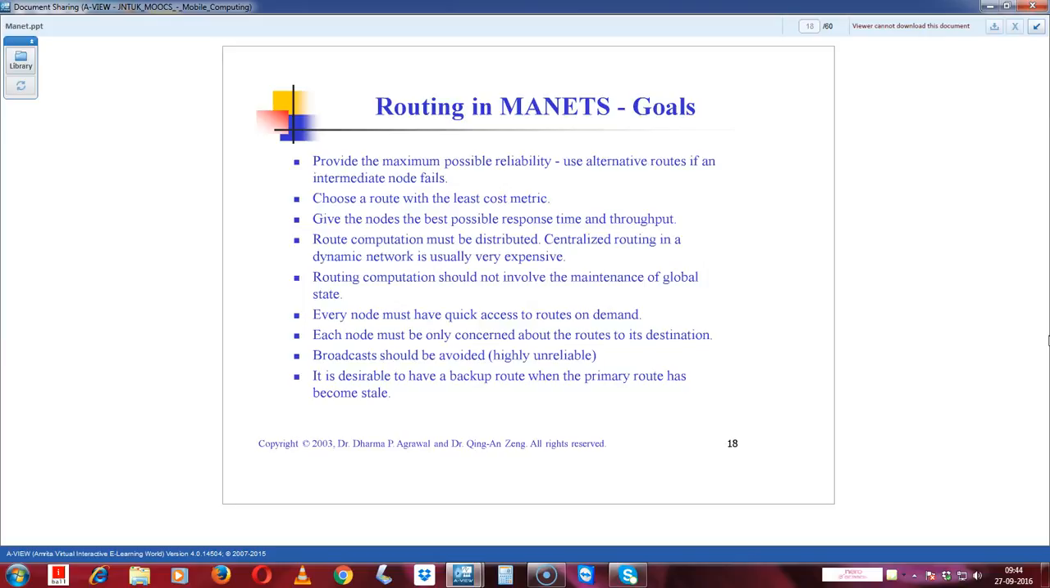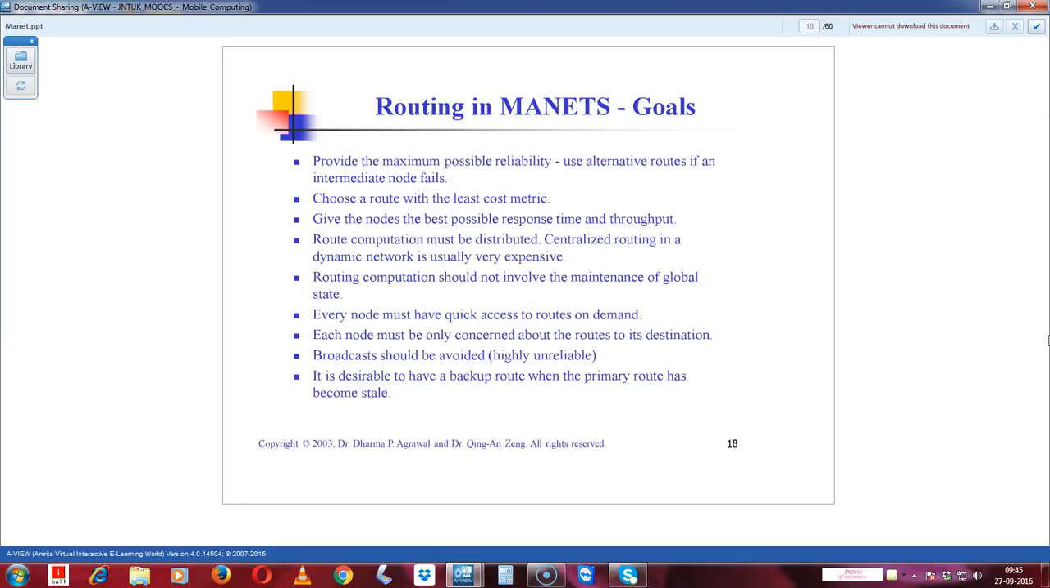So routing computation should not involve the maintenance of global state. Every node must have quick access to routes on demand. There are two types of routing we will discuss: one is table driven and one is source driven. Source driven is basically your on-demand routing.